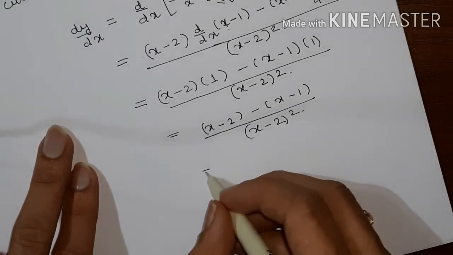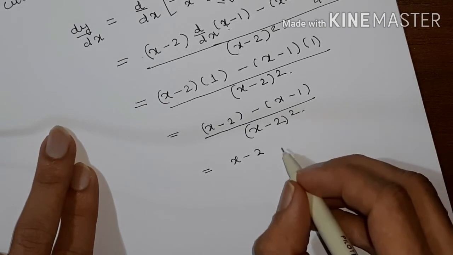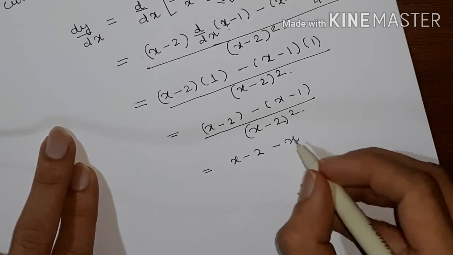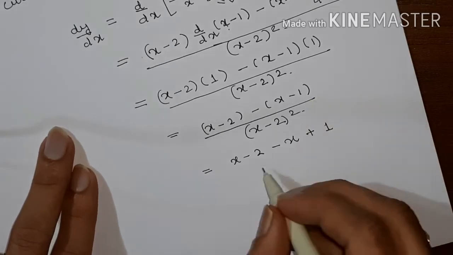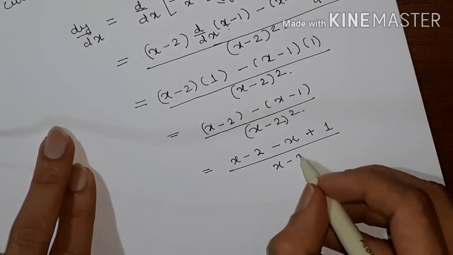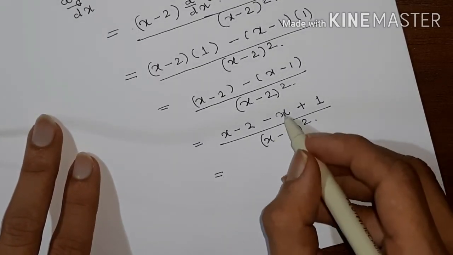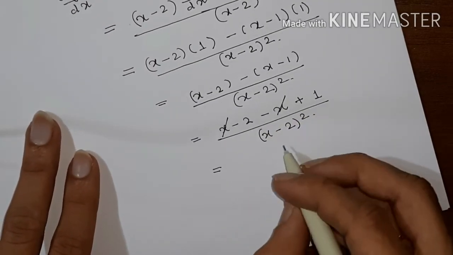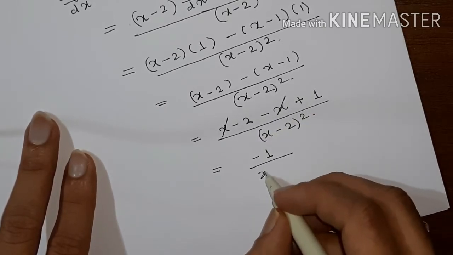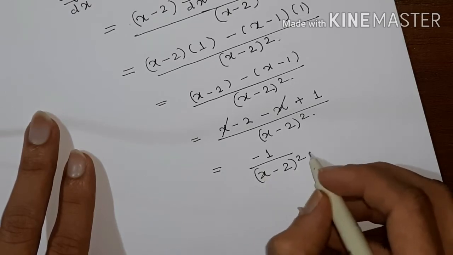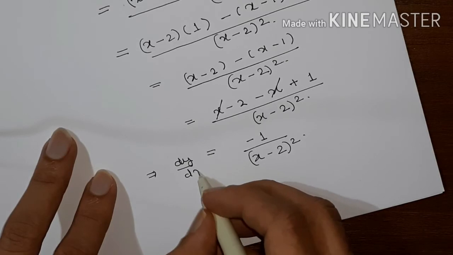So it is x minus 2 minus x, and minus of minus is plus 1, divided by (x minus 2) the whole square. So minus x and x get cancelled, minus 2 plus 1 is minus 1, divided by (x minus 2) the whole square. So this is dy by dx.